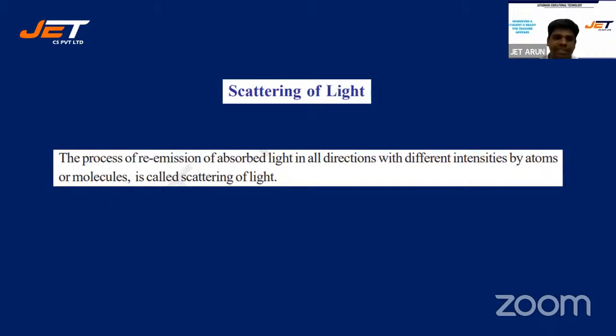Scattering of light here is just the definition, students. Scattering is a complex phenomenon. You have got concepts of chemistry and physics in the understanding of scattering of light. You'll have to understand how the atom absorbs and emits radiations at atomic level, what happens exactly. But I've given only the definition over here. The process of re-emission of absorbed light in all directions with different intensities by atoms or molecules is called scattering of light.